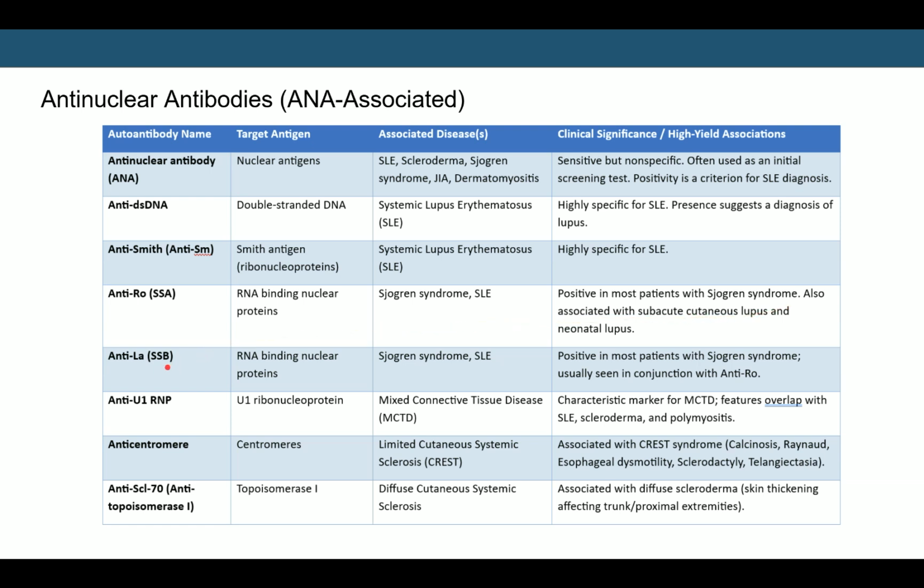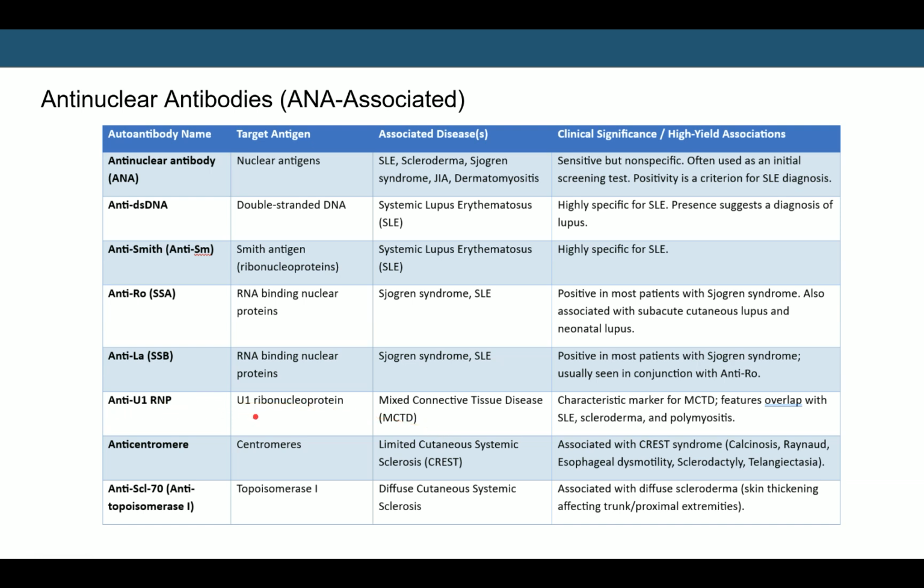While anti-La, which is the SSB, also has the target antigen RNA binding nuclear proteins. It's associated with Sjogren and SLE. It's positive in most patients with Sjogren's syndrome. It's usually seen in conjunction with anti-Ro. So you see anti-Ro and anti-La together. And the anti-U1 RNP, you see this in mixed connective tissue disease.